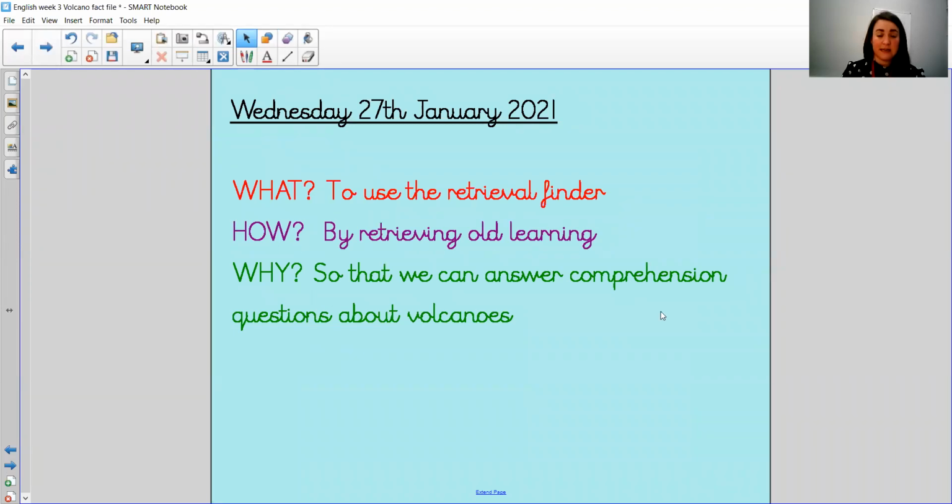Okay, and we're using that so we can answer comprehension questions about volcanoes, because going back to our write for the end of this week, which will be our fact file on volcanoes, I need to give you some more information in order for you to have that information to write about. Okay, hope all that makes sense.